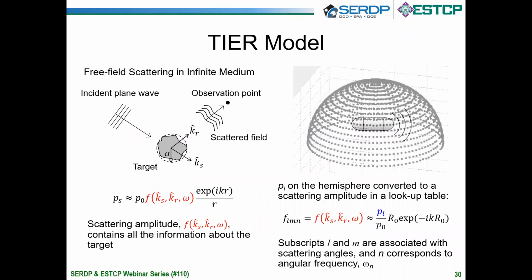So to drive the TIR model, we want this free field scattering amplitude, the quantity in the red, and we obtain that from the hybrid model by propagating the acoustic field to a far field from the target onto a hemispherical or spherical surface. And once we have that scattered pressure, we can use these simple formulas to construct lookup tables for what the scattering amplitude for any particular target is. We have scattering amplitudes for 12 or 13 individual targets that we can use.